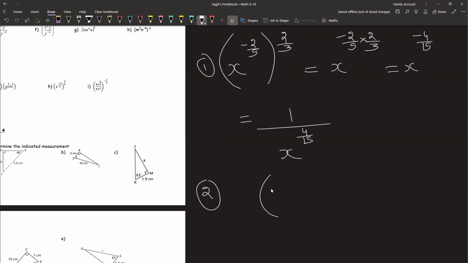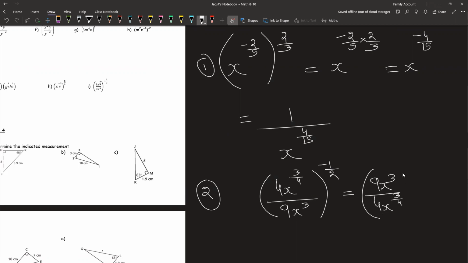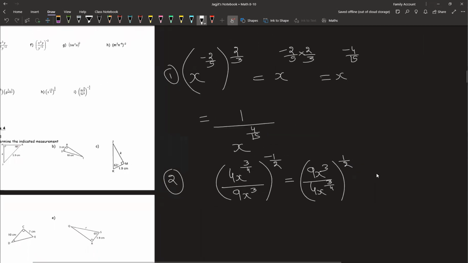On the second one, we have 4x to the power 3 over 4 divided by 9x cubed, all to the power minus 1 over 2. First thing, we will flip them so the power becomes positive. So it will be 9x cubed over 4x to the power 3 over 4, all raised to the power 1 over 2. Next, I'll realize that 9 can be written as 3 squared.